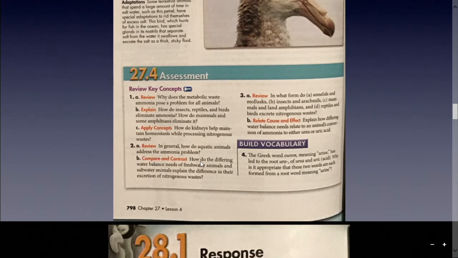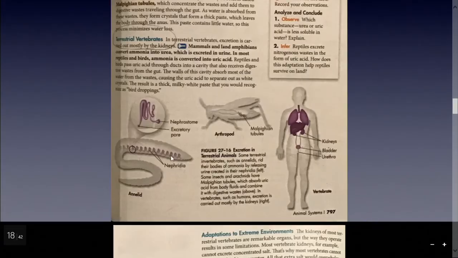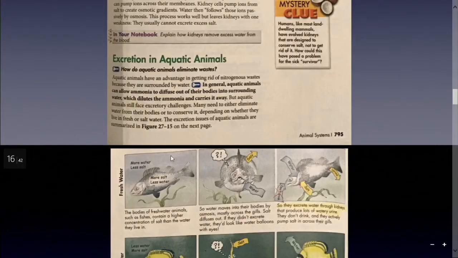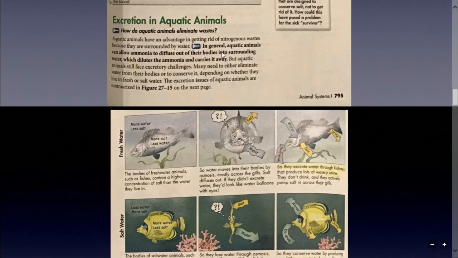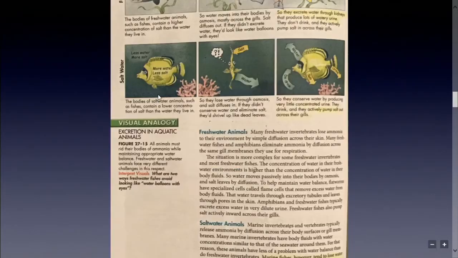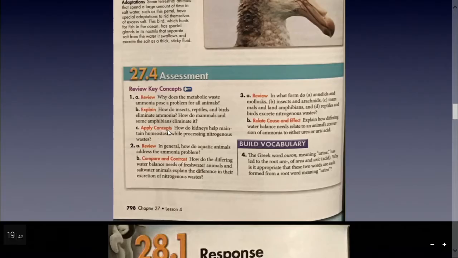2a, in general, how do aquatic animals address the ammonia problem? So the way aquatic animals address the ammonia problem is simply just diffusing it across their skin or outside of their bodies. They diffuse. In general, aquatic animals just allow ammonia to diffuse out of their bodies into the surrounding water, which then will dilute the ammonia. So again, they don't actually convert it to anything. They just directly eliminate it into the water.